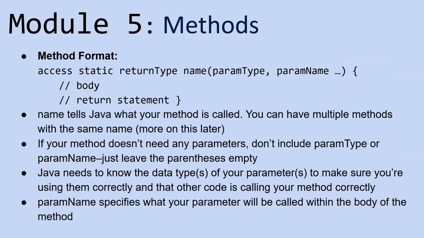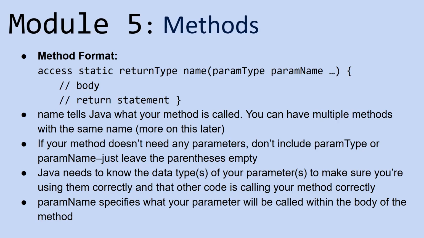More on how you write a method. Name just tells Java what your method is called. So whenever Java sees the name, it knows you're calling this method, and it'll go and run that method. You can have multiple methods with the same name, and we'll talk more about that later. If your method doesn't need any parameters, you don't need to include param type or param name. Just leave those parentheses empty.